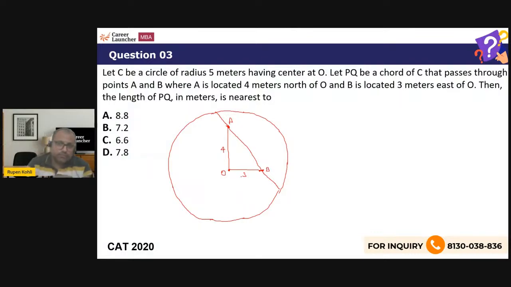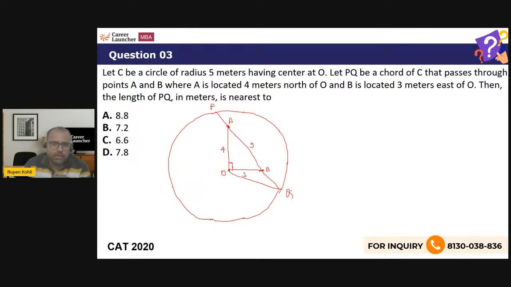So you see, more things have to be done. Just drawing this won't help. Obviously you have to draw this, but to begin with, how to make sense of this 3, 4, 5 triangle? Obviously, this is a right angle triangle because this is north, this is east, so they are 90 degrees. So that completes a 3, 4, 5 triangle. AB length is 5. Now, you see, this is PQ.